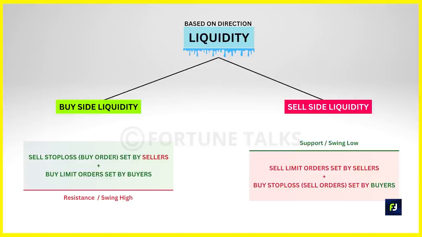When it comes to sell-side liquidity, it is just the opposite. It represents a level on the chart where long bias traders will place their stop losses. So essentially, this cluster of orders will include stop loss orders set by buyers who went long from the support level or swing low level, which in turn is a sell order. And sell-side liquidity will also include sell limit orders which were set by those sellers who were anticipating a breakdown below the support or swing low.